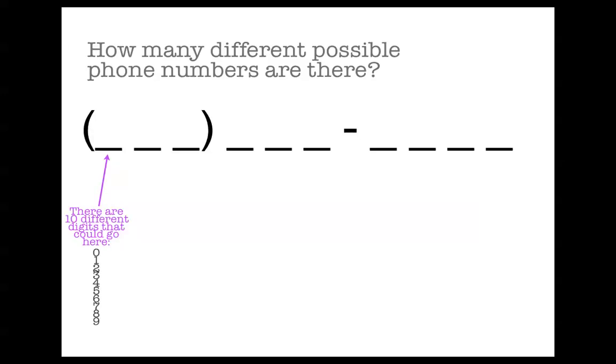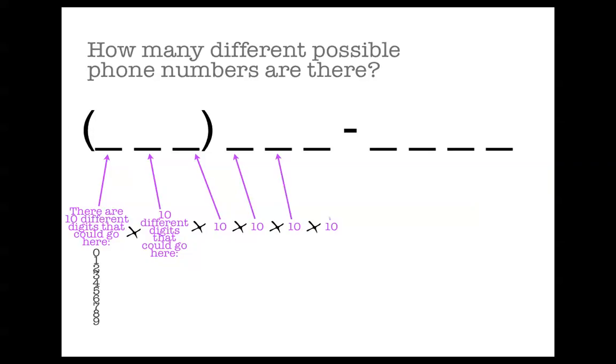Okay? When we pick the first digit of a phone number, there's 10 different numbers that could go in there. It could be a 9, 8, 7, 6, 5, 4, 3, 2, or a 1, or a 0. And then I have to multiply that by 10 because the second digit could be 10 different numbers as well. And then I have to multiply it by 10 again, and this could be 10 different numbers, and that could be 10 different numbers, and the last one could be 10 different numbers.